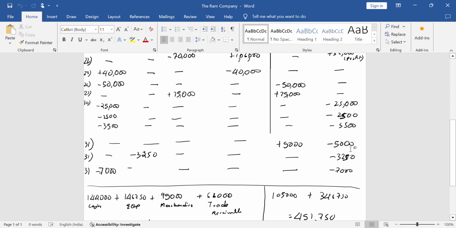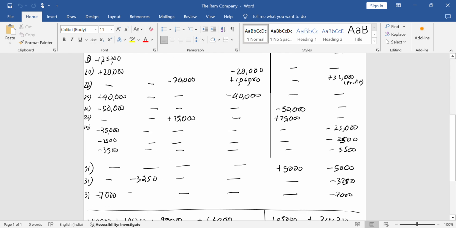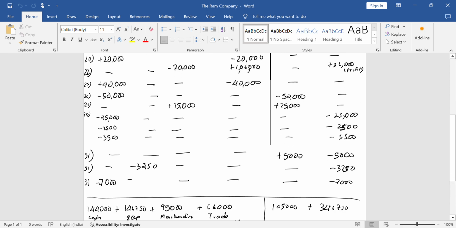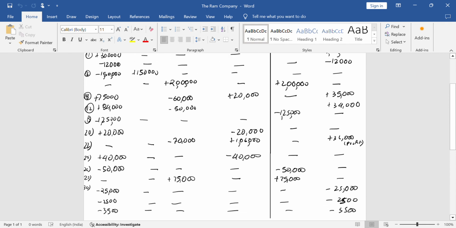Then we have depreciation on equipment. Depreciation is to be deducted from the equipment. We have equipment worth rupees 1,50,000. From it we will reduce 3250 amount, and again, as depreciation is also an expense, we will deduct it from equity. And then the last transaction, company paid dividend. Dividend is paid in cash to Mr. Gopal. So dividend is deducted from cash 7,000 and from equity as well, because you are paying it out of retained earnings. So 7,000 is deducted from the equity portion.